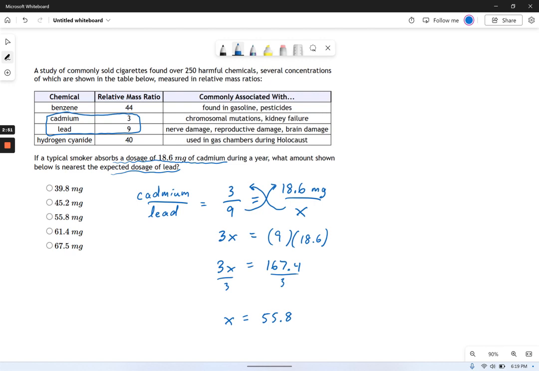Okay, now if you're wondering about the units, this X has to be the same units as the milligrams, right? Because it's a ratio, and those milligrams are going to need to cancel out when you divide them. So this is the answer we're looking at right here. And that's how ratios work.